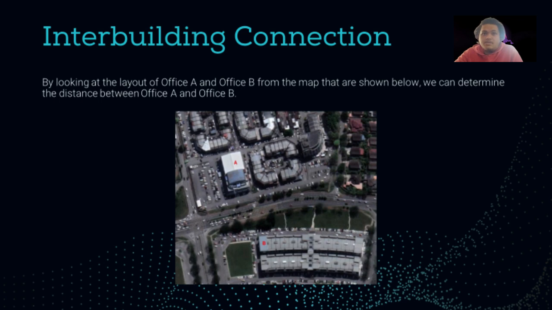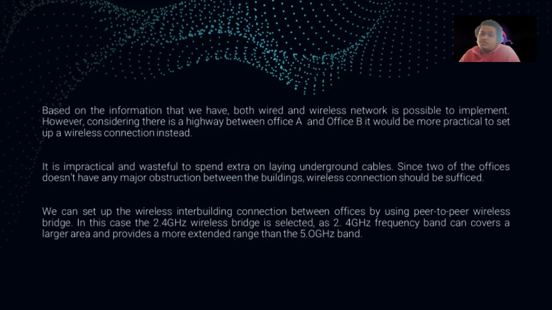Hi, it's me again, Rabani. The thing that I will present now is for Task 1C, inter-building connection. As we can see here from the map diagram that we have provided, there is a considerable distance between Office A and Office B. Now, when it comes to establishing a network connection, we have two options, and that is a wired connection or a wireless connection.